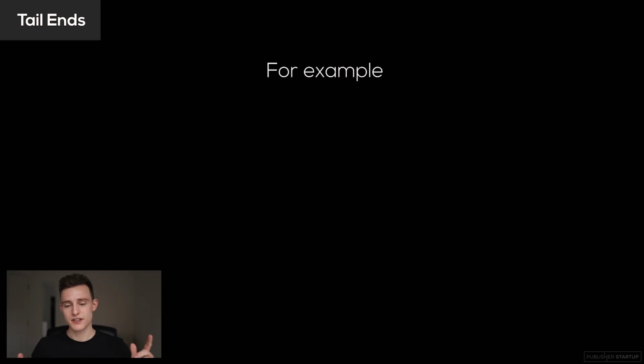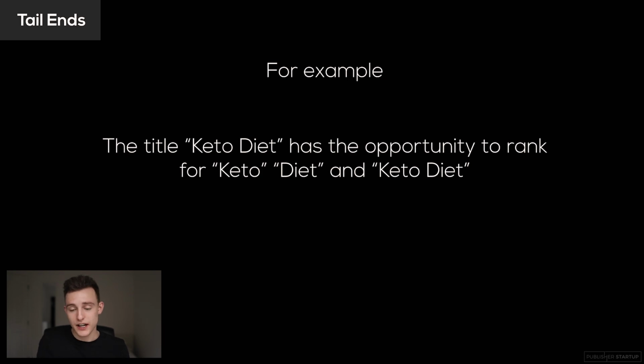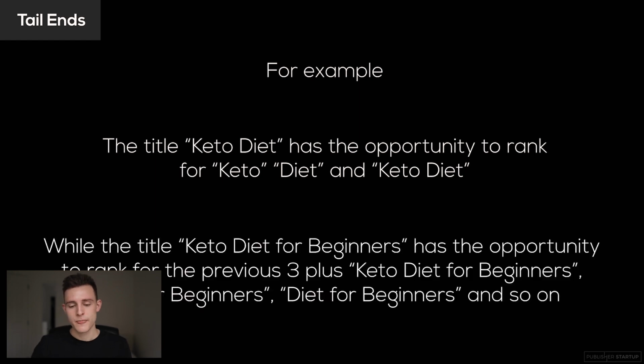Something else I want to mention are tail ends, okay? So for example, the title Keto Diet has the opportunity to rank for keto, diet, and keto diet together, okay? There's 3 combinations there. I guess diet keto would be something, but the ones that make sense are those 3 right there. While the title Keto Diet for Beginners has the opportunity to rank for the previous 3, plus keto diet for beginners, keto for beginners, diet for beginners, and so on.